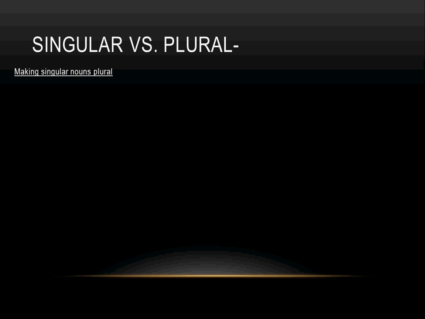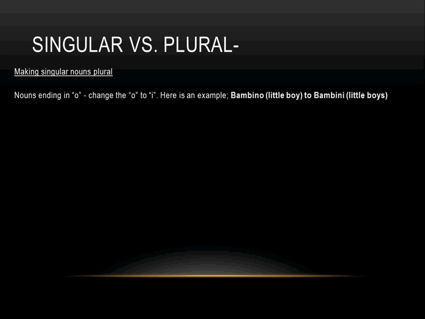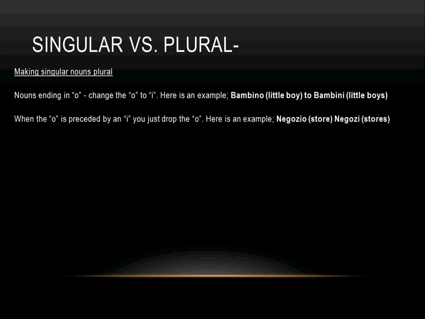First of all, making singular nouns into plural nouns. Nouns ending in O, you change the O to an I. Here's an example. Bambino becomes bambini. Now, when the O is preceded by an I, you simply drop the O. You don't have to add a second I. Here's an example of that. Negozio becomes negozi.